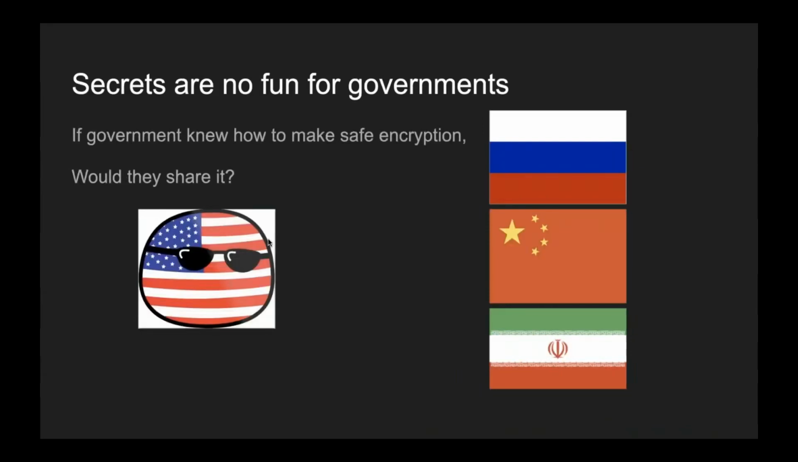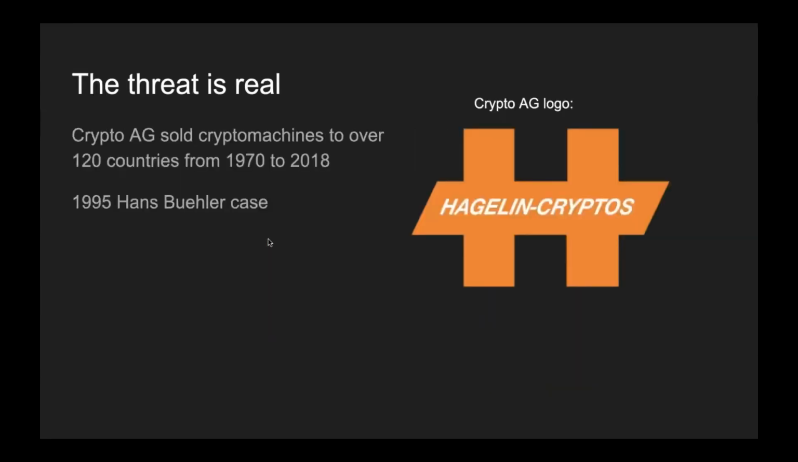So secrets are no fun for governments. Governments love being able to read everyone's messages, especially other governments' messages. So if you think about it, even if a government knew how to make safe encryption, would you tell your enemies how to keep secrets from you? And the answer is certainly not, as we'll see in our next slide.